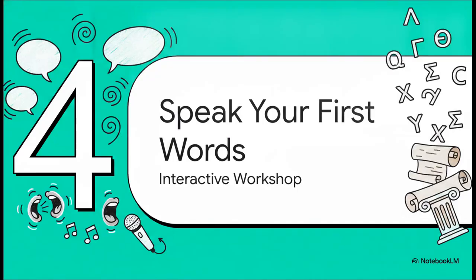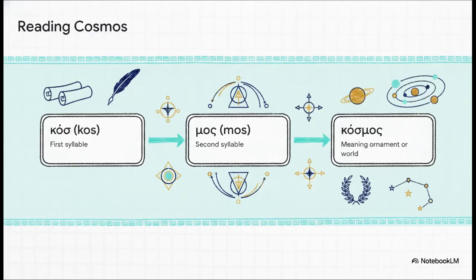Section 4. Speak your first words. All right, it is time for a little interactive workshop. So sit up straight, clear your throat, and get ready to actually speak out loud with me. Ready? Here's our first word, and we're going to take it step by step. The first syllable is gos. Say it with me. Gos. Now the second syllable is mos. Try it. Mos. Put it all together. Cosmos. In ancient Greek, this meant an ornament or order, and it later came to mean the ordered universe.